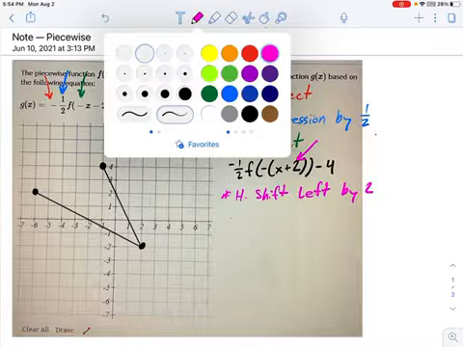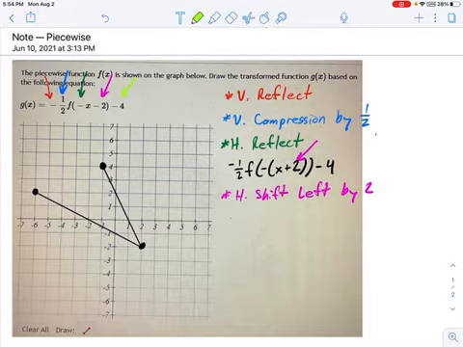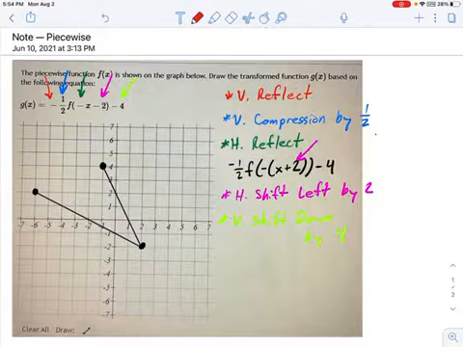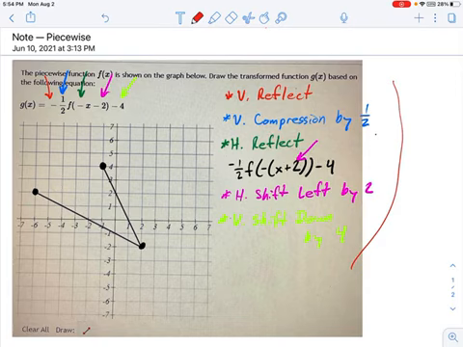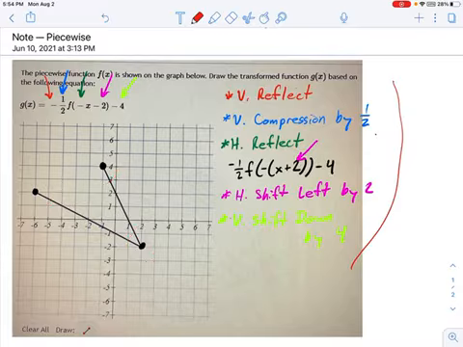And our last bit of this is, where's the color I haven't used yet? Obnoxious green. This minus 4 right here, that's an easy one. That's just a vertical shift down by 4. Okay, so now that we know what's going on in this picture in terms of a list of transformations, I'm going to take that list and apply it to each of these 3 points in the picture. And once we finish applying it to the 3 points, we'll have our new picture of a transformed function. So let's start on the left.